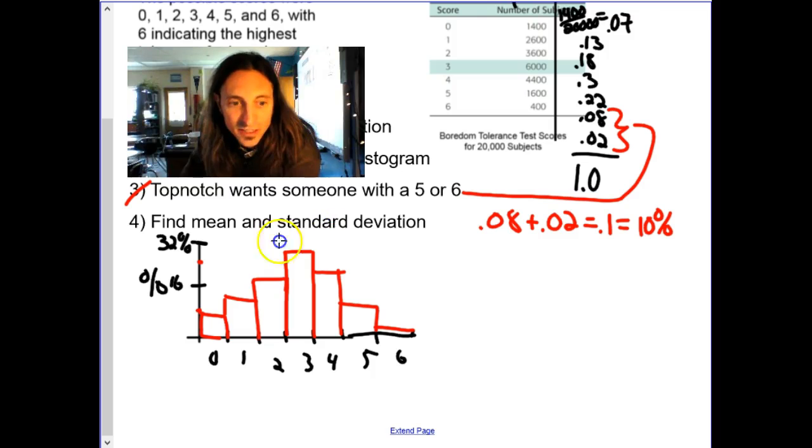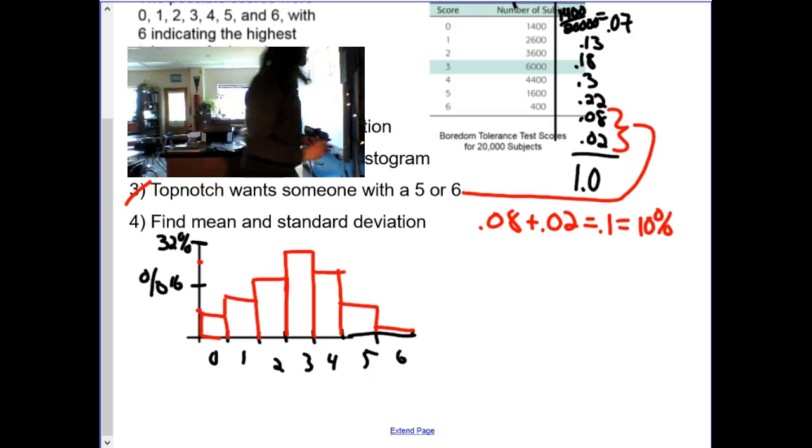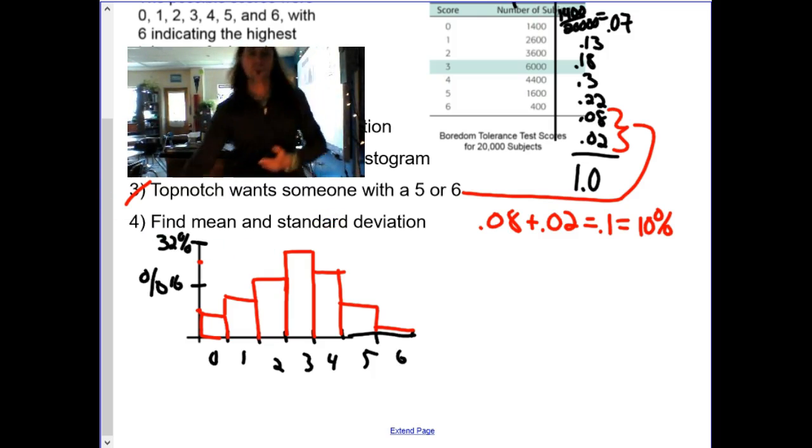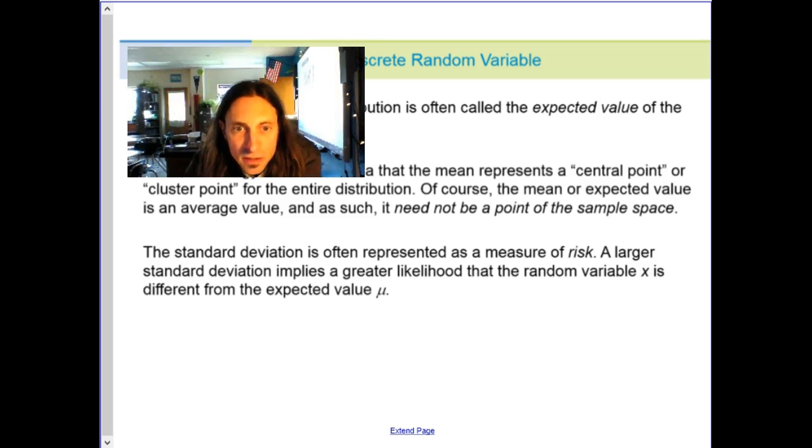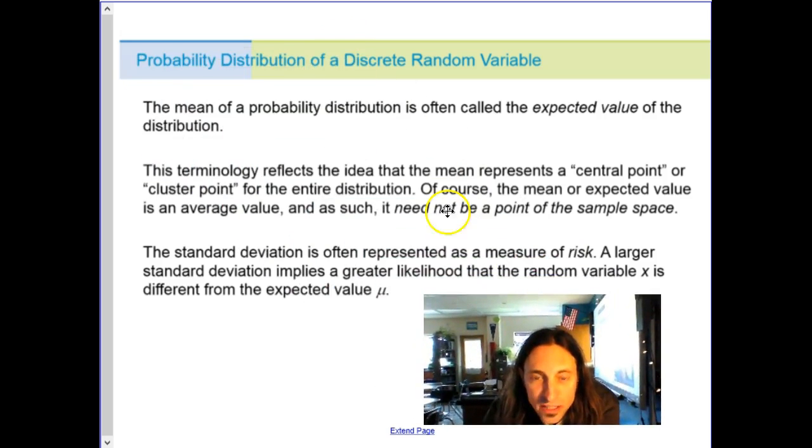Now, how do you find the mean? And how do you find the standard deviation? Well, let me jump ahead real quick and show you something. On a discrete random variable, the mean is called the expected value, right? And the standard deviation is the risk.